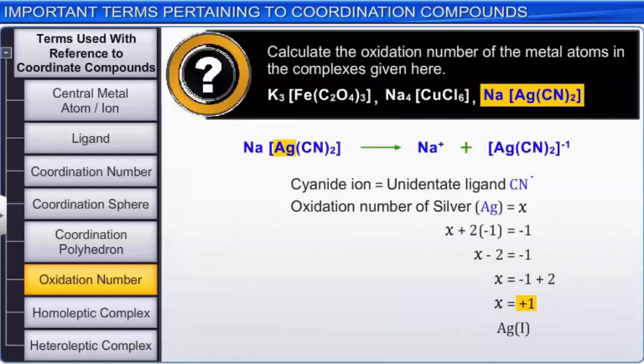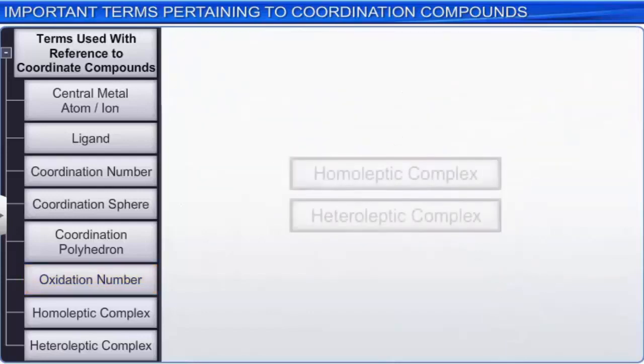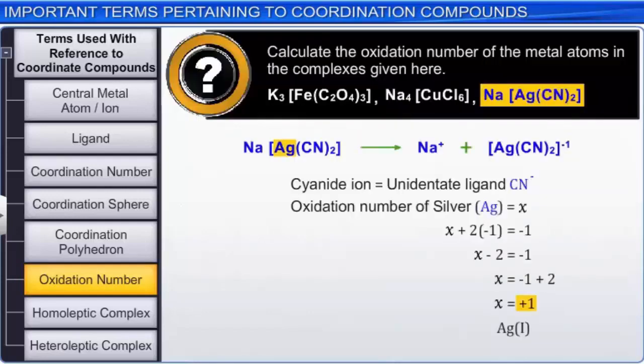So now the difference, X is equal to what? This minus 2 into minus 1 becomes minus 2. So this minus 1 plus 2. The difference is what? Plus 1. So the oxidation number of silver in this complex is plus 1. The next terminology we are going to study is homoleptic complex and heteroleptic complex.